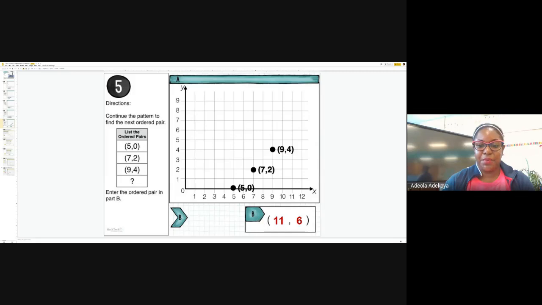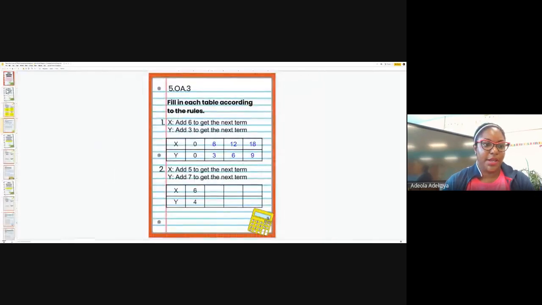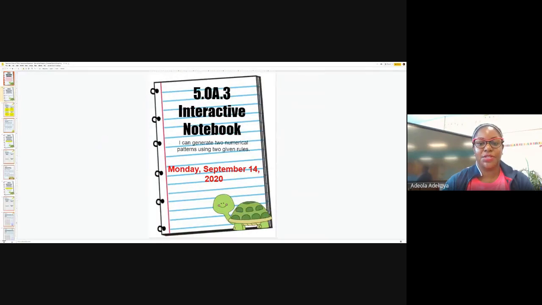If I did have a point and I was asked to plot it on the graph, I can go ahead and plot it. So I would count 11 on the x-axis in the house, and then 6 on the y-axis up the stairs, and it'll be right here. And so that's it for today. Now we know how to generate two numerical patterns using two given rules. Do we have any questions?